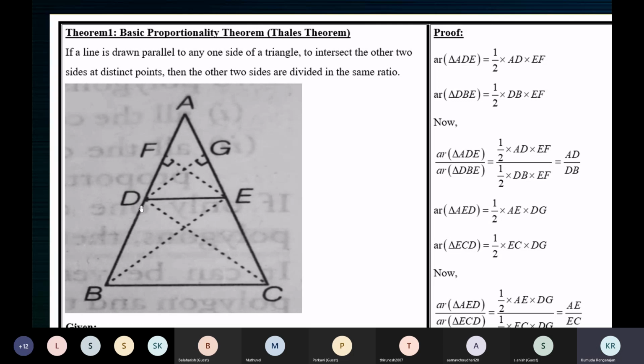So half base into height, for this triangle, area of triangle DBE is half into base DB into the altitude. You're looking for the altitude from the opposite vertex. The opposite vertex is E. From E, this is the altitude EF. Half base into height, half DB into EF. Now divide these two areas. When you divide one by the other, half gets cancelled, EF gets cancelled. So we have the ratio AD by DB.